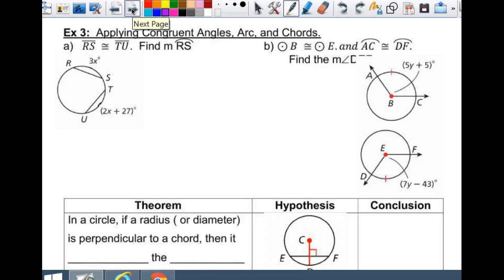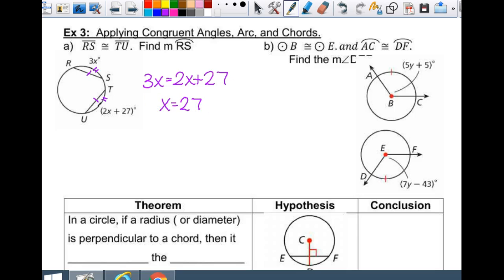It says applying congruent angles, arcs and chords. All right, so it tells me that RS is congruent to TU. That's what I know. Since the chords are congruent, I know that the arcs are congruent. So I can set them equal to each other. 3x equals 2x plus 27. So that's going to give me x equals 27.